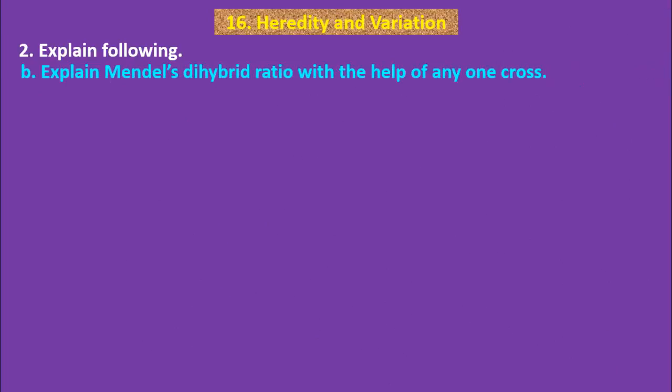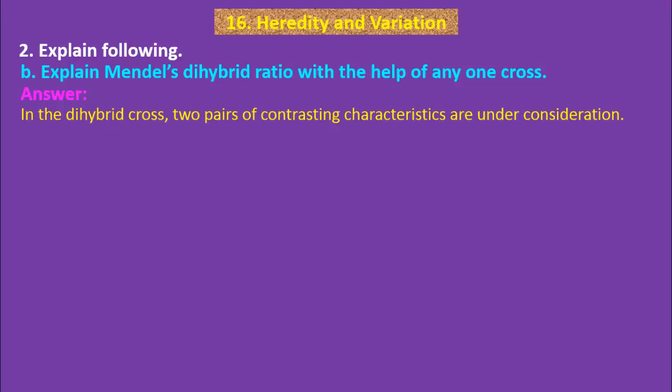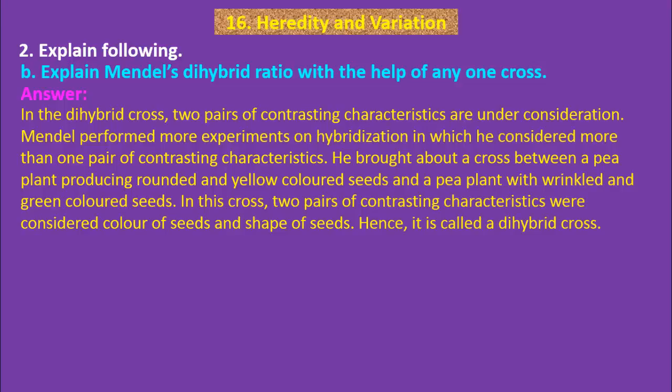B. Explain Mendel's dihybrid ratio with the help of any one cross. In the dihybrid cross, two pairs of contrasting characteristics are under consideration. Mendel performed more experiments on hybridization, in which he considered more than one pair of contrasting characteristics. He brought about a cross between a pea plant producing rounded and yellow colored seeds and pea plant with wrinkled and green colored seeds. In this cross, two pairs of contrasting characteristics were considered: color of seeds and shape of seeds. Hence it is called dihybrid cross.